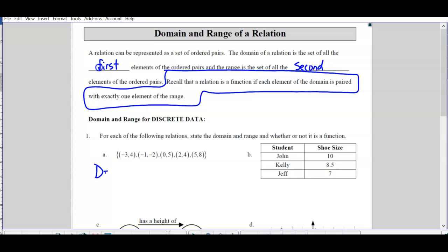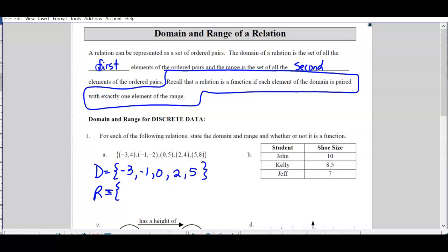So for domain, we use the squiggly brackets, which are really the set brackets. D for domain equals, and then list them. Now you can put them just in the order they're written. Turns out that that's numerical order anyway. If they weren't in order, you could rearrange them.